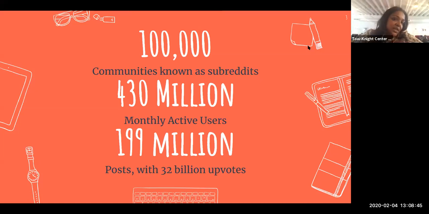Now, Reddit is actually kind of a behemoth. There are 100,000 different communities, and these are all known as subreddits. Reddit has now 430 million monthly active users and about 199 million posts with 32 billion upvotes. So what you can see here is Reddit might be considered an outlier platform for most publishers and most journalists, but it's actually a pretty rich space where there's a lot of conversations happening, where there are a lot of people going and a lot of opportunities to connect with new audiences.